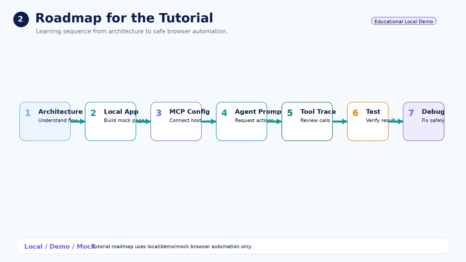That sets up the roadmap for the tutorial. First, we will understand the architecture. Then we will set up a local demo web page. Next, we will connect Playwright MCP to the AI code editor host. After that, we will ask the agent to search and click inside the local page. Then we will convert that interaction into a repeatable Playwright test. Finally, we will cover debugging, limits, and safe automation habits.